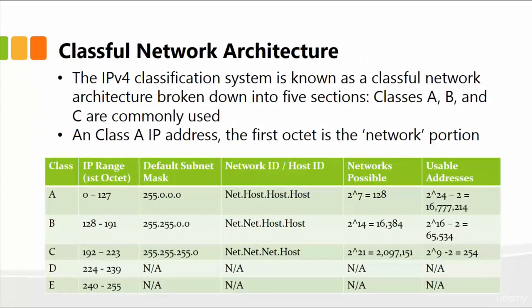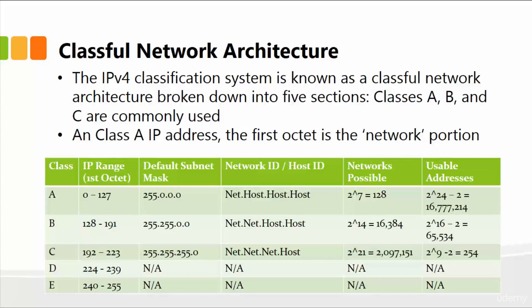Here's the classful network architecture. The IPv4 classification system is known as the classful network architecture and is broken down typically into 5 sections: class A, B, and C, and of course there are D and E as well. But primarily we're concerned with the first 3 classes. So in a class A IP address, for example, the first octet is the network portion. And we covered that in the previous lesson.